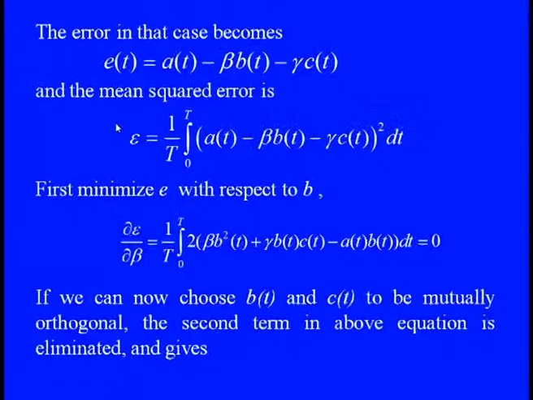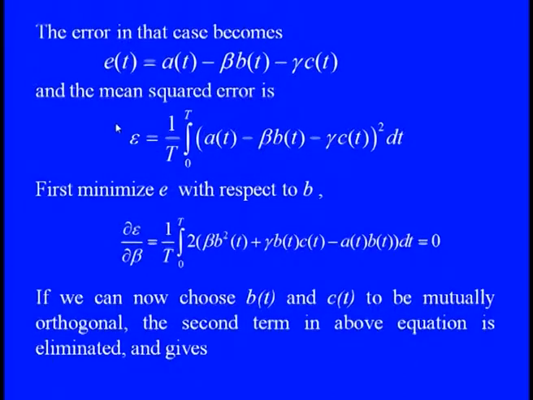So, you see here the error can now be straightaway taken as A of t, earlier it was A of t minus beta times B of t, now further we need to add minus gamma times C of t, and then we can find the mean squared error. So, the mean squared error is nothing but 1 by T integration 0 to T of A of t minus beta times B of t minus gamma times C of t, whole squared, into dt. And we can go with the same procedure when we are trying to minimize this.